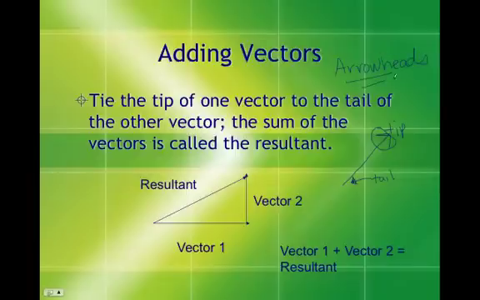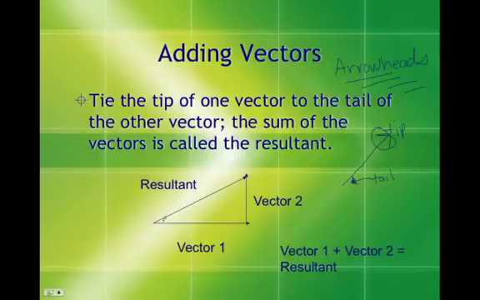Okay? These are a must. It indicates the direction. Remember, we're dealing with vectors. Those have two parts, magnitude and direction. So we take the tip of one vector and we tie it to the tail of the other. The sum of those two vectors is called the resultant.